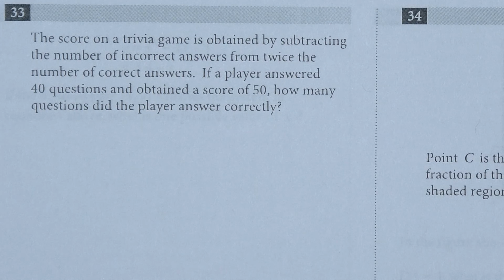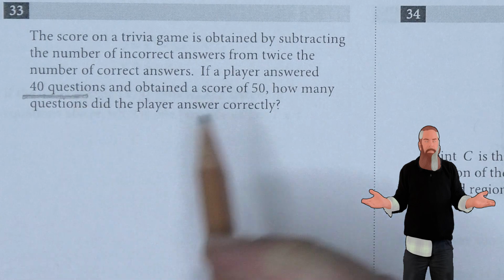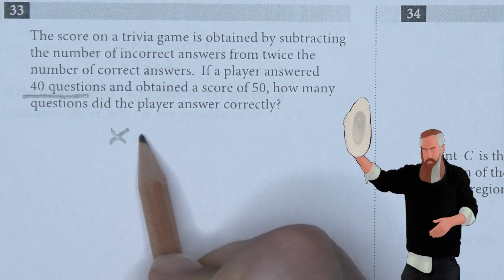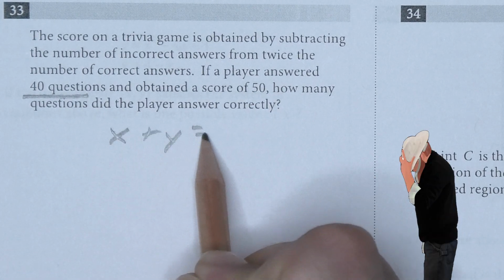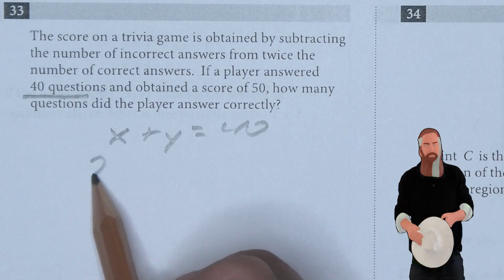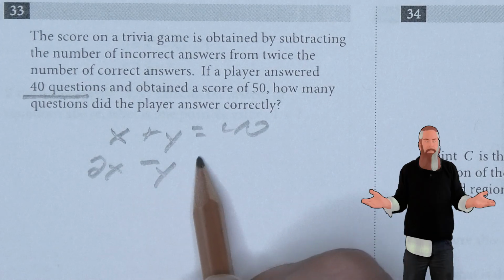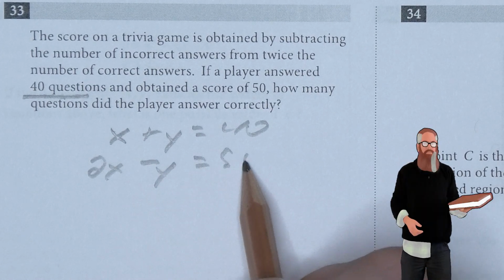If a player answered 40 questions and obtained a score of 50, how many questions did the player answer correctly? So we can understand that the player answered 40 questions. This is both those answered correctly and those answered incorrectly. We also understand how things were scored: correct answers were scored twice. We subtracted the number of wrong answers and we got 50 points.